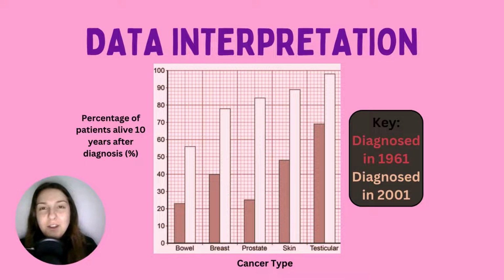Okay, so hopefully you've got an idea, you've written down in the comments below, and let's talk about the story this data is telling us. Well, it tells us that patients who were diagnosed in 2001, the white bars, they have a higher percentage of being alive. There's more patients that are alive from that diagnosis compared to patients who were diagnosed in 1961. Less patients were alive 10 years after that diagnosis.